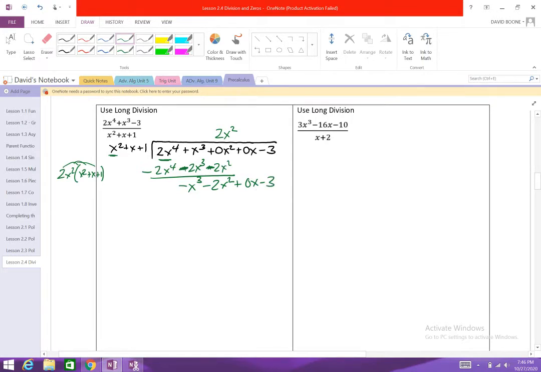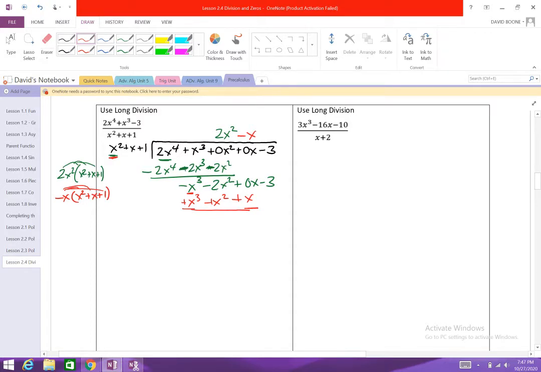Now we look at, what do I multiply the x squared by to give me that negative x to the third? And that'd just be a negative x. So then we do negative x times the x squared plus x plus 1. And again, if we distribute that, it would be negative x to the third, and then negative x squared, and then negative x. And then change the signs, and we can add. It goes away.